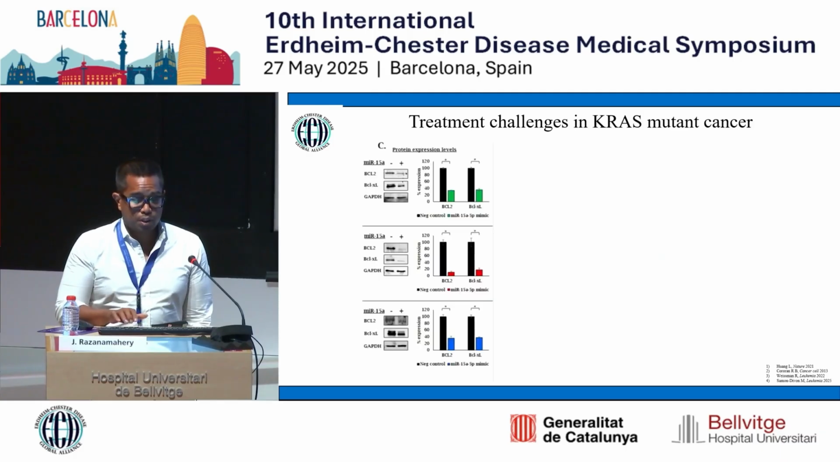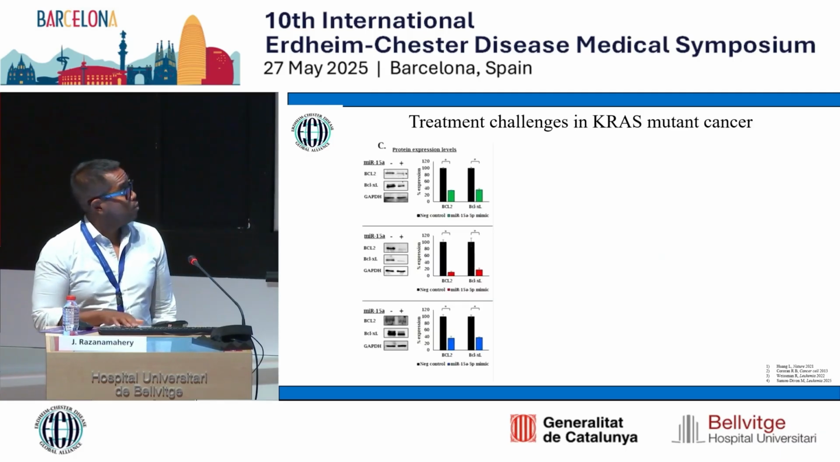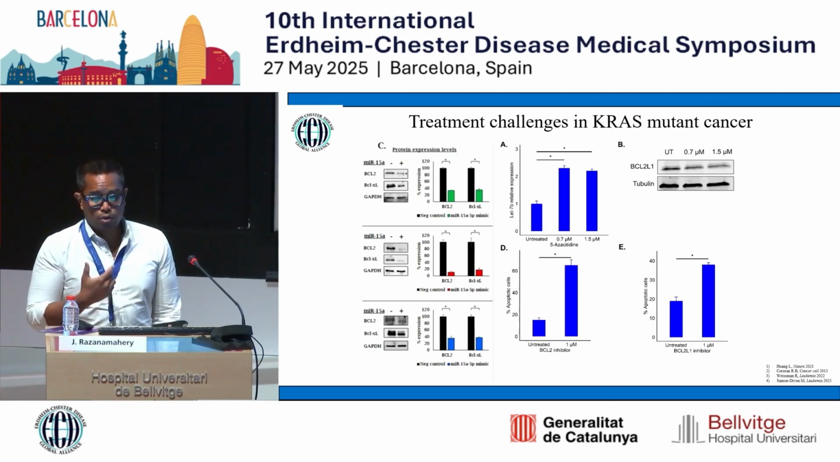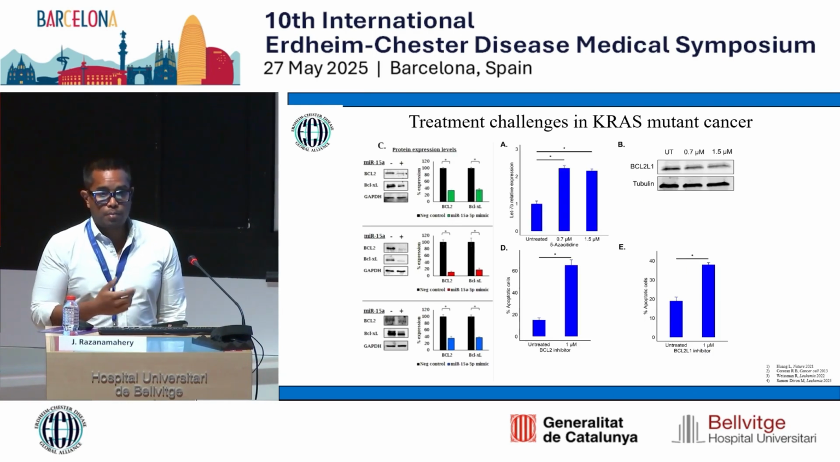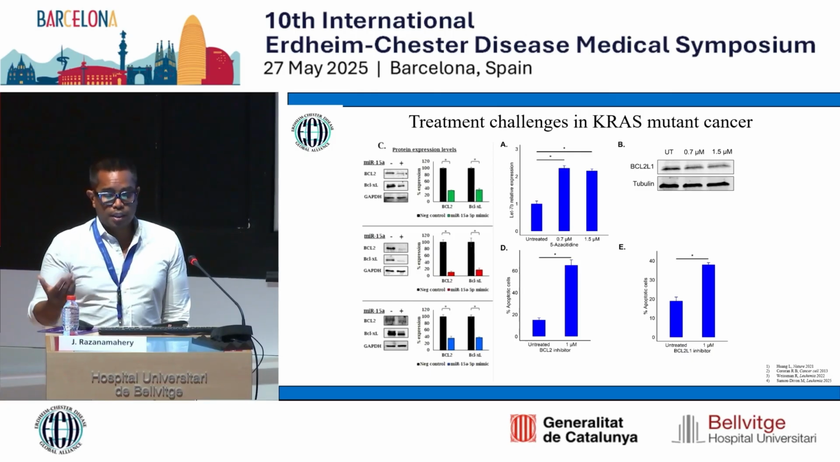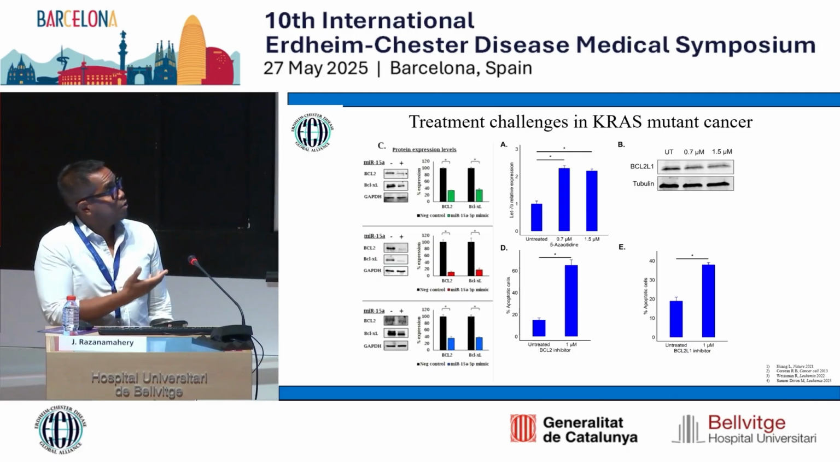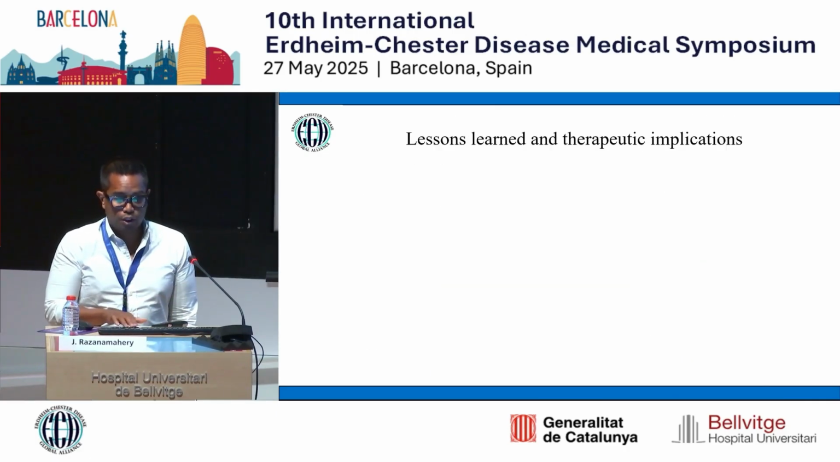So maybe it can be possible, because with the work that has been done and we have talked about before, maybe there is some room for combination therapy, and probably a BCL inhibitor in some patients with Erdheim-Chester disease, in particular maybe the patients with KRAS mutation.